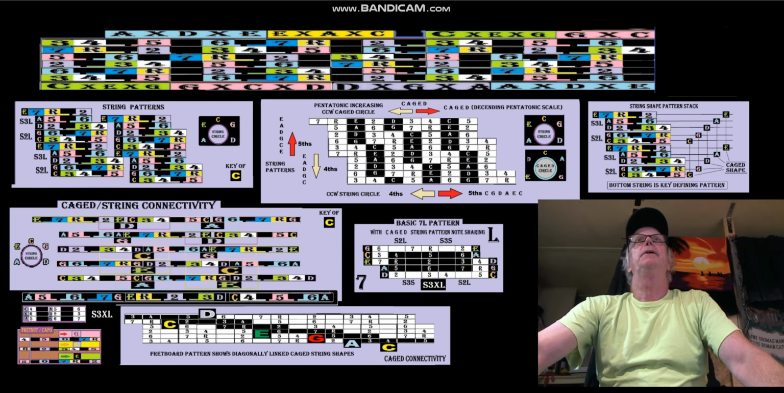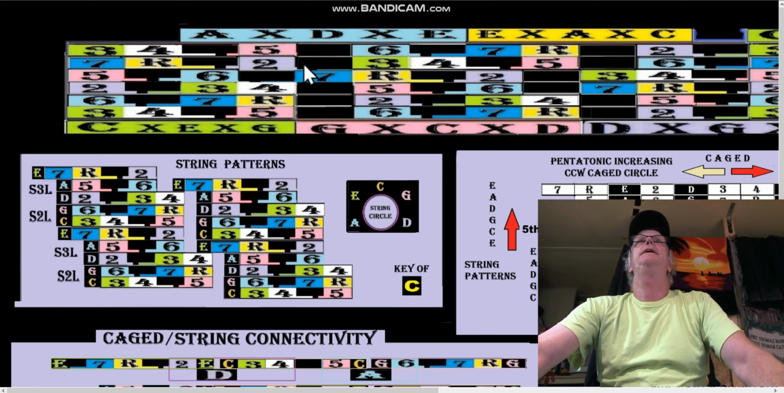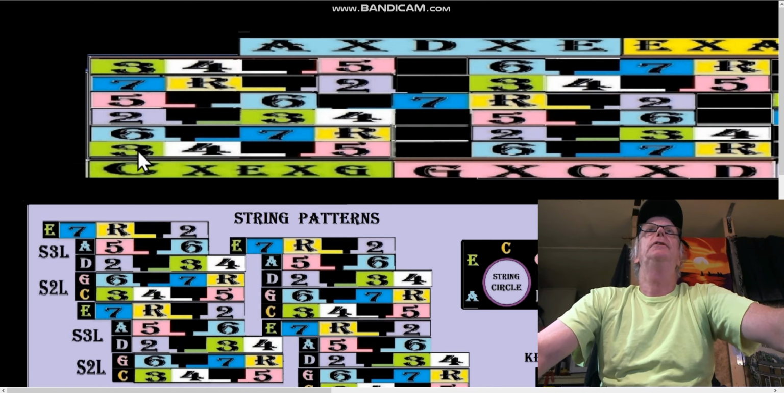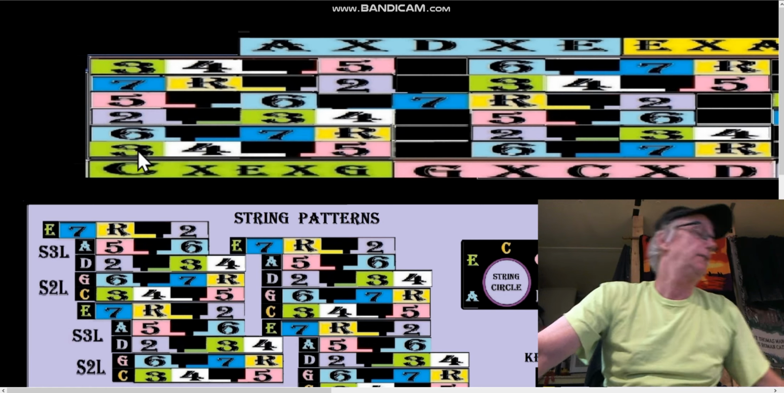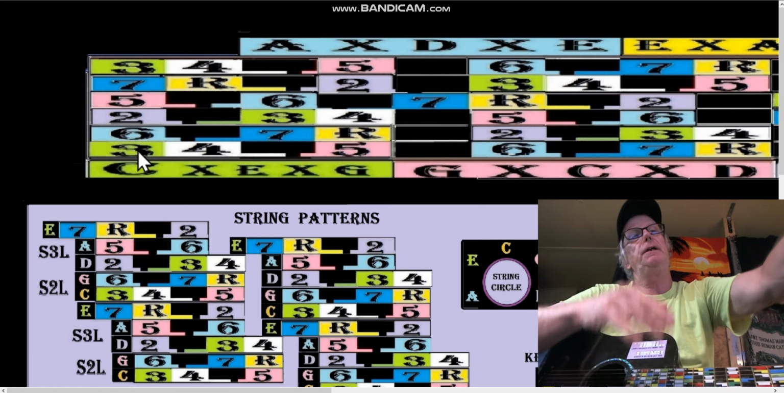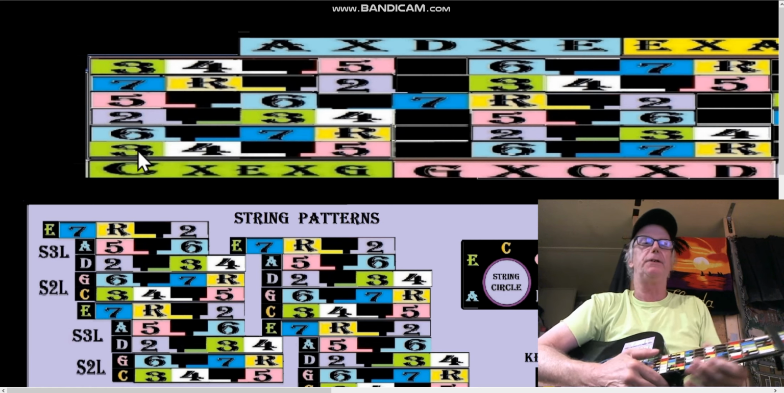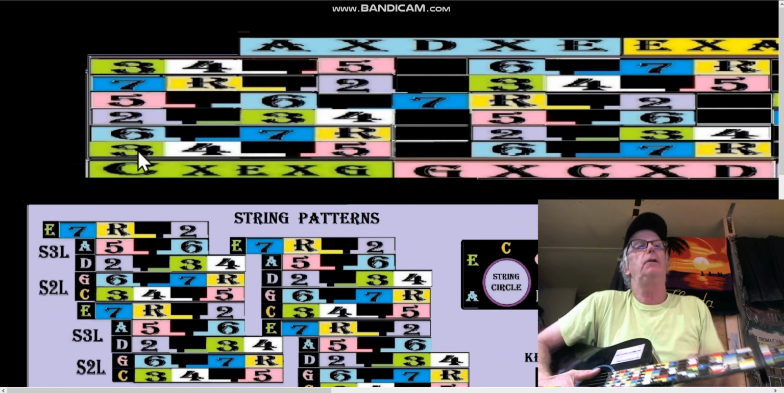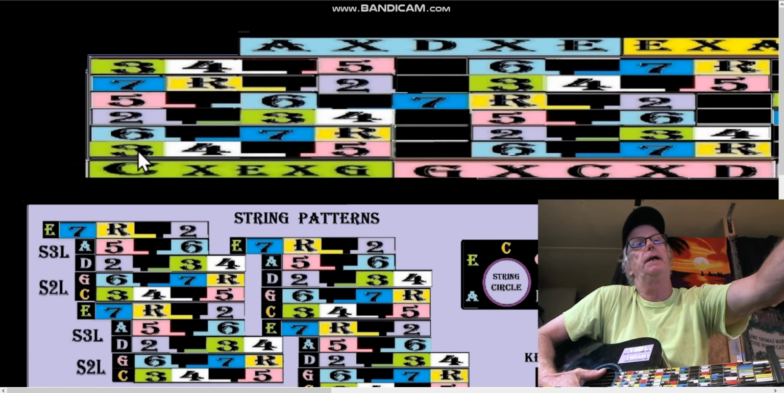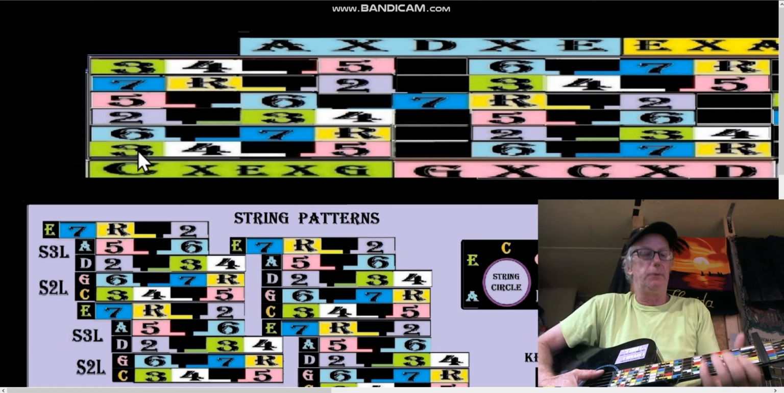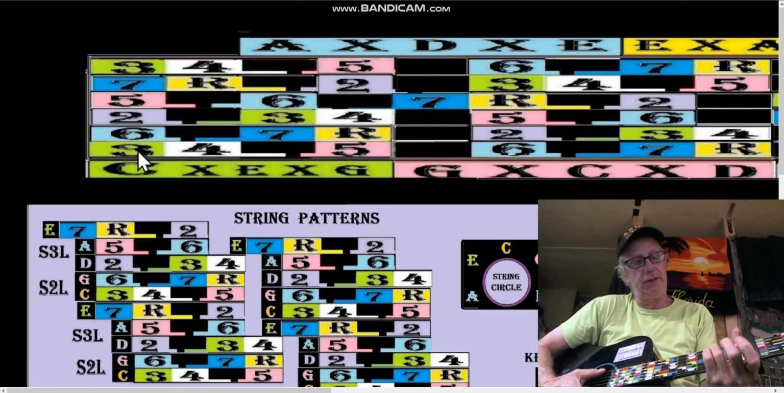Alright, so we're looking here at chart 137, cage, string and cage connectivity. This right here is in the key of C. The reason why it's in the key of C is because the low E has a 3 on it. If the low E has a 3 on it, you know that the low E is the third in the scale. Okay, so that would mean that we're in the key of C there, so there'd be a C-shaped C.